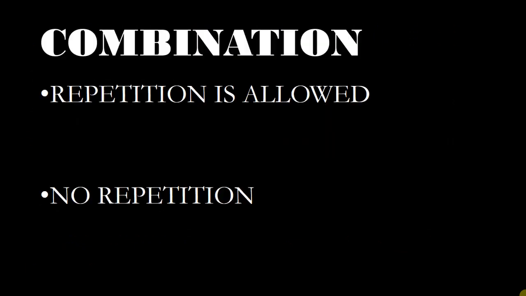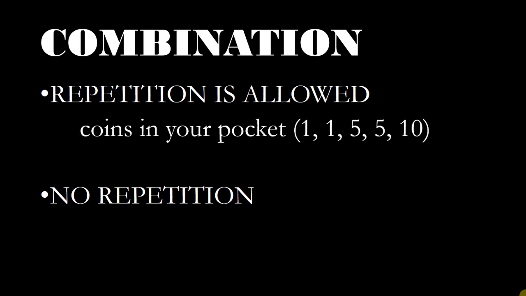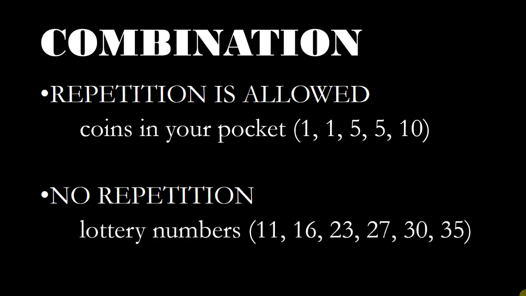Okay, so meron din tayong dalawang klase ng combination: repetition is allowed at no repetition. So sa repetition is allowed, for example, yung coin sa bulsa mo, pwedeng 2 piso, 5 piso, at 10 piso. Sa no repetition, parang dun sa loto. So 11, 16, 23, 27, 30, 35. Kunwari yan yung lumabas sa loto. So kapag lumabas na yung 11, hindi na siya pwedeng maulit.